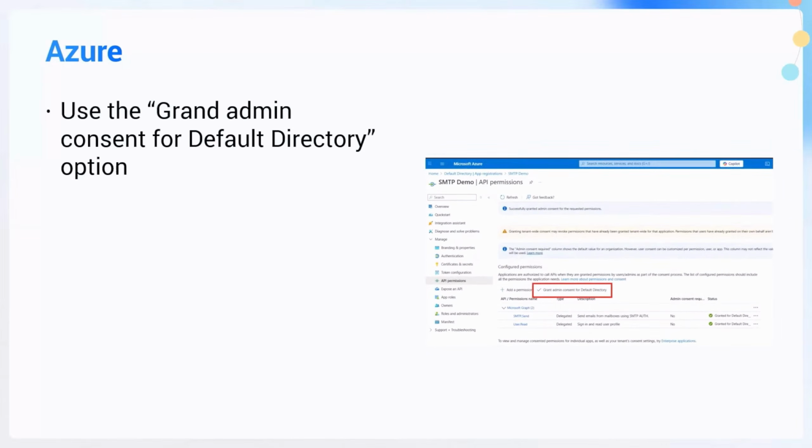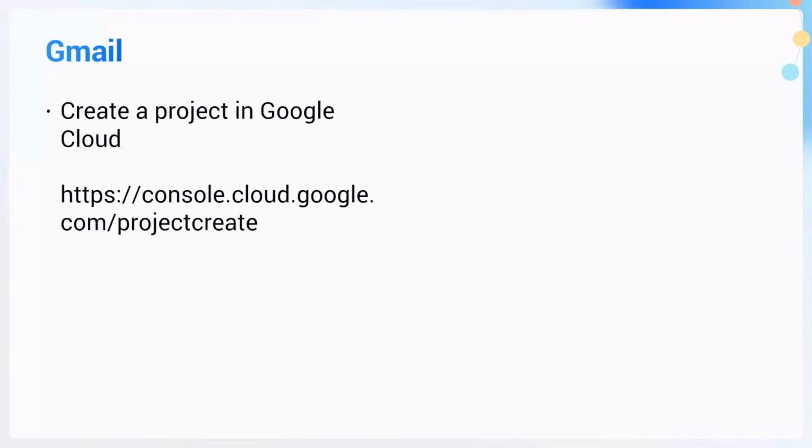Then we use the grant admin consent for default directory option here to apply that to the privileges, the scopes that are for this application. The User.Read that's mentioned there, that's automatically assigned when we created the app, but we've added the SMTP send. So, we're done. We've configured Azure. Let's look at Gmail.